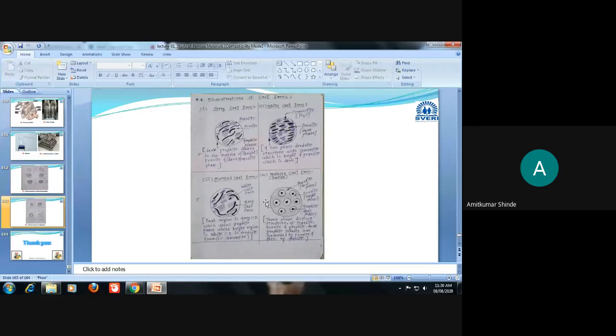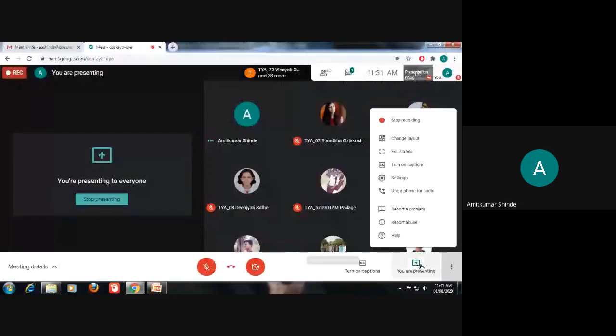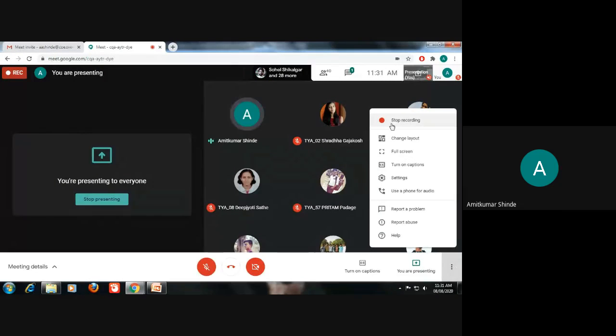Now in this way we have completed this chapter. If you are having any query, you can ask me related to the steels, cast irons, or alloy steels, or related to the first chapter also. You can ask any query to me. In this way, we have completed this part, that is the cast iron.